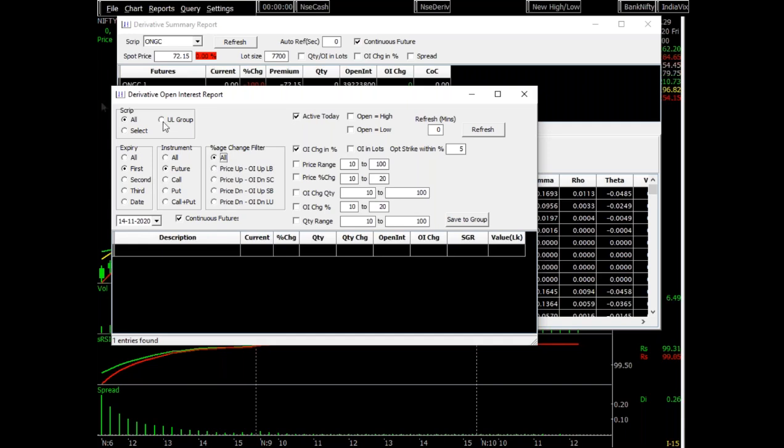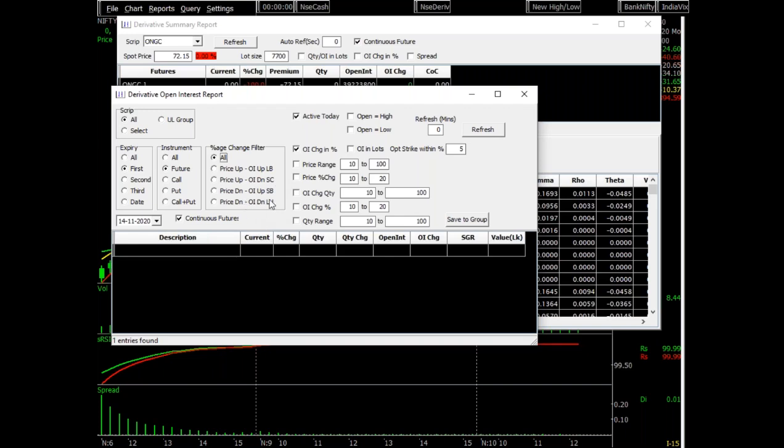Or you can select all and find out whether the price and OI are both increasing, that means it's a long build up. To understand this, we have already provided you LB, SC, SB, LU. LB means long build up. SC is short covering. SB is short build up, and LU is long unwinding.